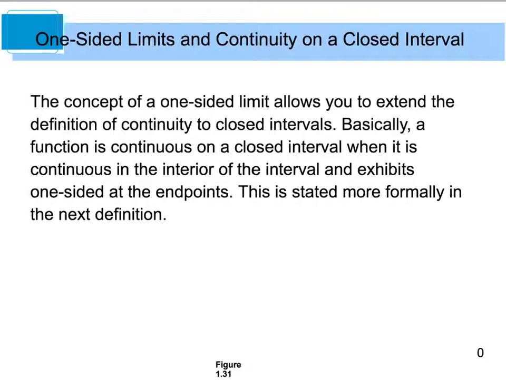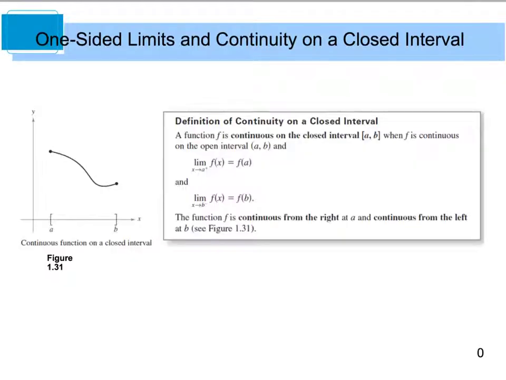Alright, the concept of a one-sided limit allows you to extend the definition of continuity to closed intervals. Basically, a function is continuous on a closed interval when it's continuous in the interior of the interval and exhibits one-sided continuity at the endpoints. This is stated more firmly in the next definition. So, if the limit of f of x as x goes from a to the positive side equals f of a, and the limit of f of x going to b from the left equals f of b, that function must be continuous across the whole interval.